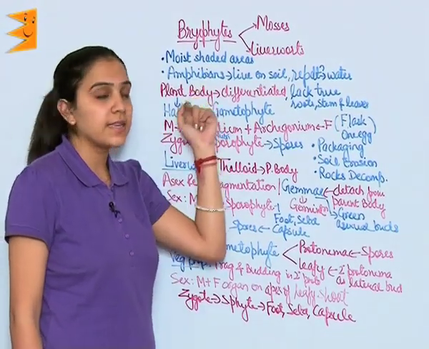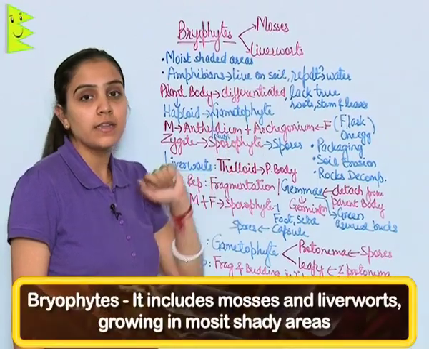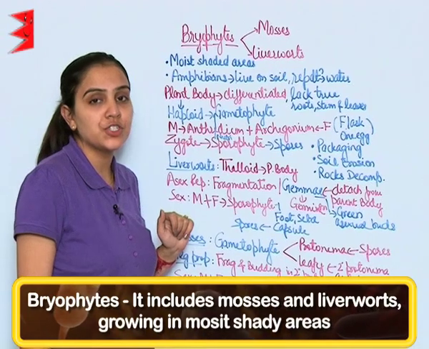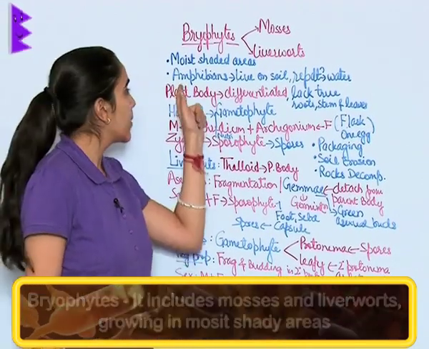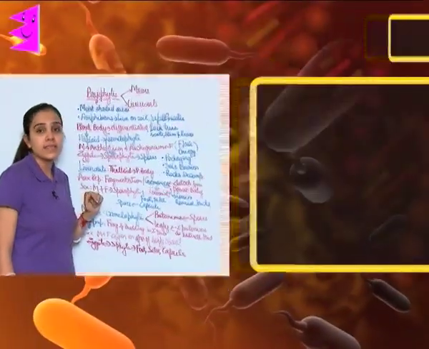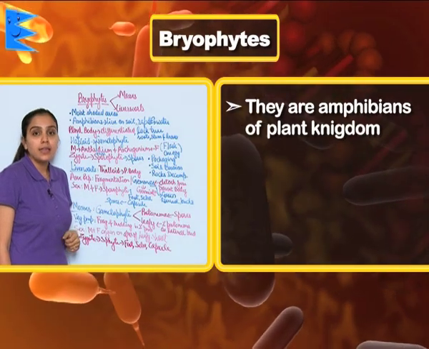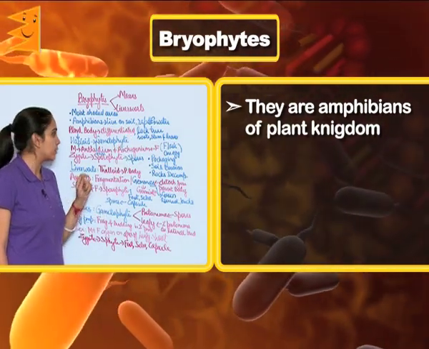Bryophytes. This category consists of mosses and liverworts. They are usually found in moist shaded areas under the foot of the hills. These are known as amphibians of the plant kingdom because they live on soil but they need water for reproduction.